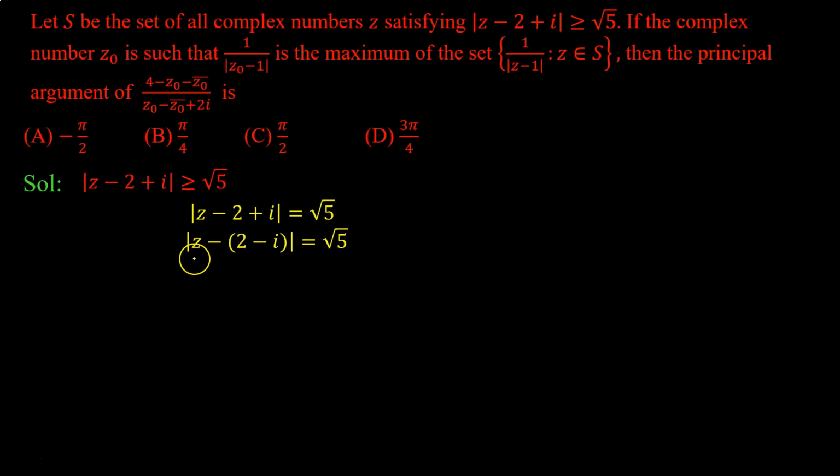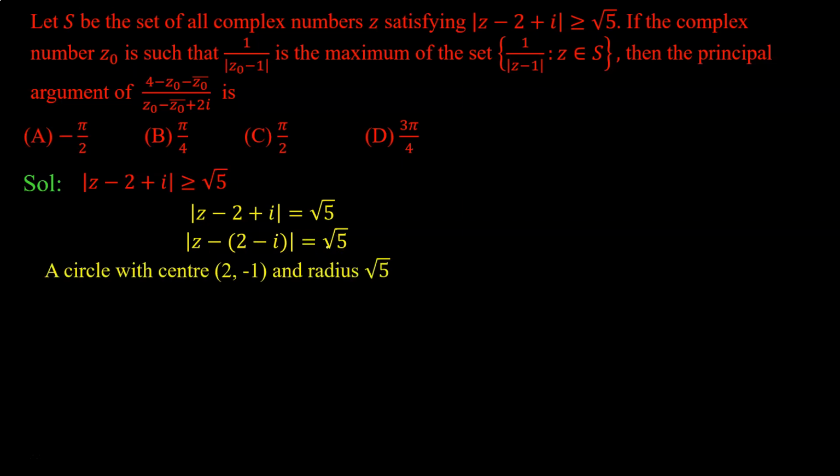So what does this indicate? We already know that this indicates a circle, isn't it? Because the complex number Z should be such that the distance of Z from the point 2 comma minus 1, that is 2 minus iota, is root 5 units. That means Z lies on a circle whose center is 2 comma minus 1 and radius is root 5.